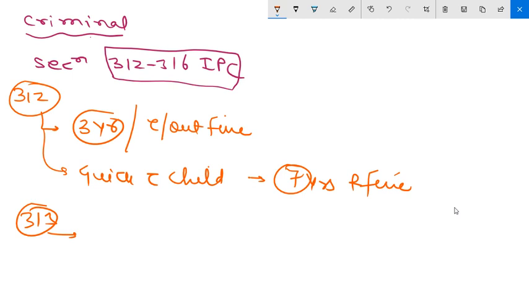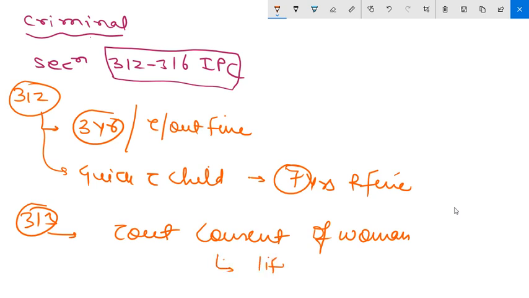So if miscarriage is caused without the consent of the woman, okay, whether the woman is quick or not, that does not matter. The person is punished with either life imprisonment or 10 years plus fine. Clear?